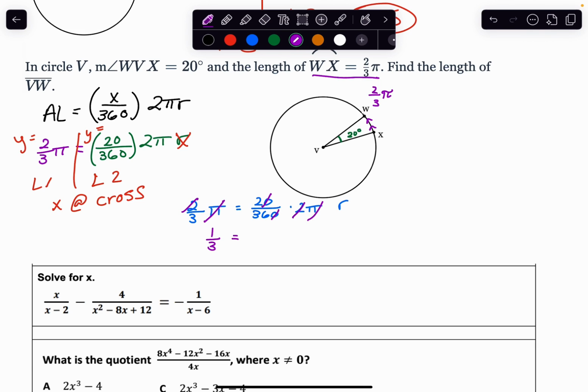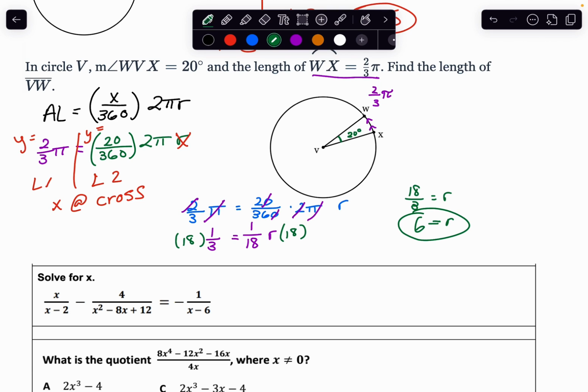I can knock out my zeros, because that's like dividing both the top and the bottom by 10. 36 divided by 2 is 18. So I have 1/3 equals 1 over 18 r. To get rid of that 18, I multiply both sides by 18. So now I have 18 divided by 3 equals r, or r equals 6. And when you do it in Desmos, you should also get that r equals 6.